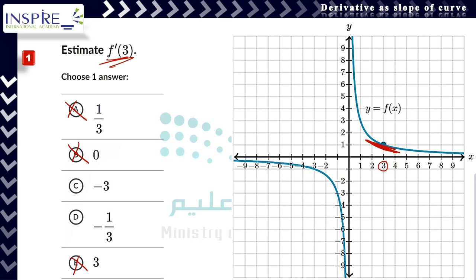But we need to estimate it. So what we will do, we will just draw a triangle like this, and we will try to estimate vertical length over horizontal length. This length I estimated to be 1. This length I estimated to be 2. It's like 1 over 2. If you draw a triangle with more accuracy, you will find the correct answer directly. So it's a fraction, and it's a negative slope. It's not -3, it's a fraction. The closest answer is -1 over 3. Okay, next one.